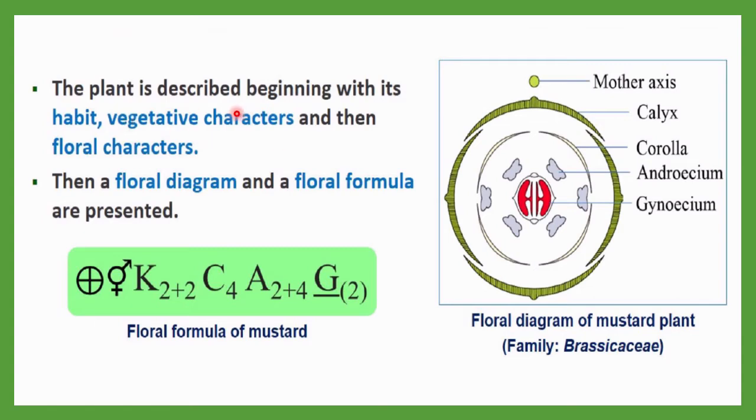So whenever you explain a plant, let me repeat, what should you mention? You should mention the habit, then vegetative characters, then floral characters, and finally draw the floral diagram and floral formula, and these may be asked for 4 to 5 marks. You have to practice this diagram. What is the floral diagram of a mustard plant? That is the family Brassicaceae, and this is the floral formula of mustard. So you must remember this mustard floral diagram and floral formula.